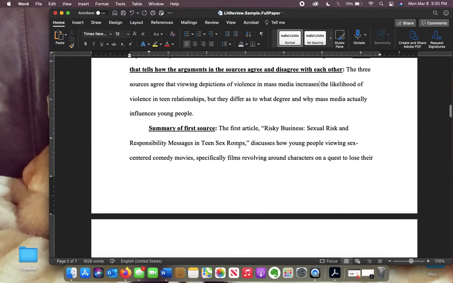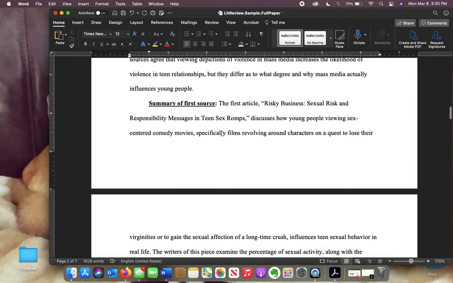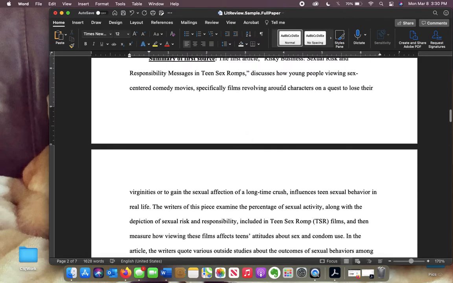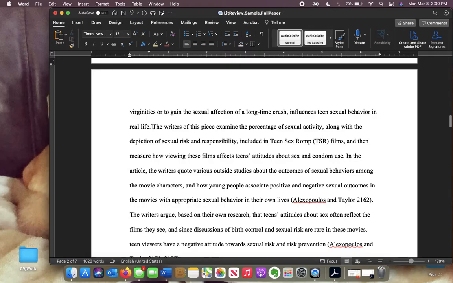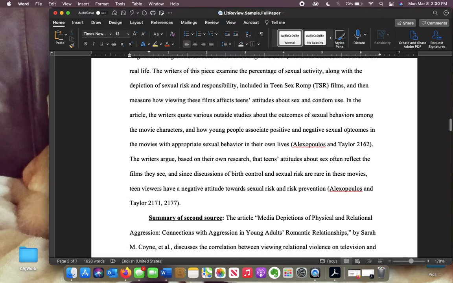So then I go on to, and again, I'm not going to go into detail here, but I summarize the first source. So we've got the first source discusses what they're doing. So I just say, like, this is what it's about. And then the writers of this piece examine, so I tell like how they are studying this. So they examine the percentage of sexual activity along with depictions of sexual risk and responsibility included in teen sex romp films, and then measure how viewing these films affect teens' attitudes about sex and condom use. And then I talk about what they say in there.